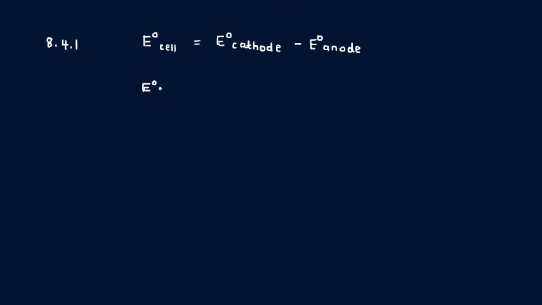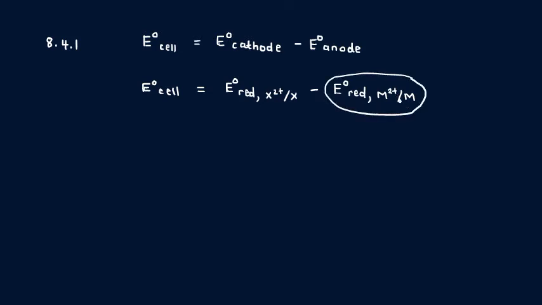Okay, we're going to have that the E naught of this cell is given by the standard reduction potential, which is happening at the cathode, and our cathode was basically that species X. So this is the reduction of X2+ going to X, and we need to subtract from this the standard reduction potential of the reaction that's occurring at the anode, and that's going to be the M2+ going to M. Okay, so this is what we want to calculate, the standard reduction potential of M2+ to M.